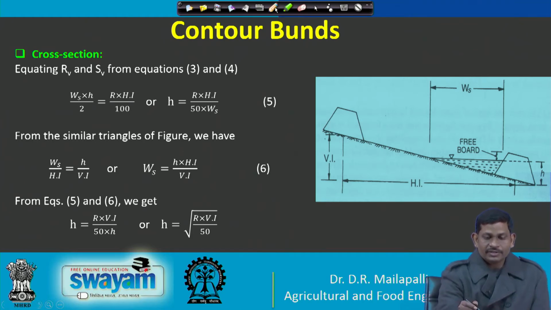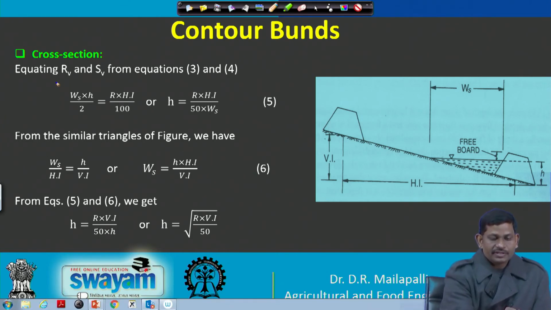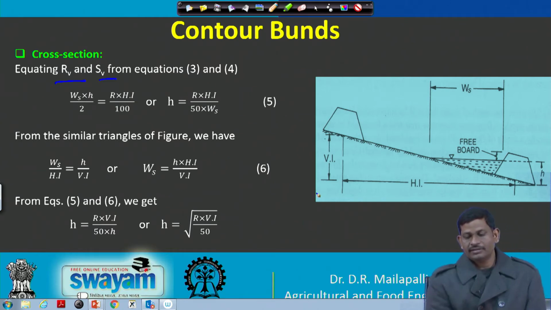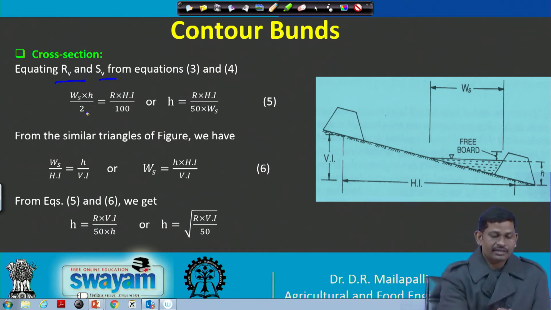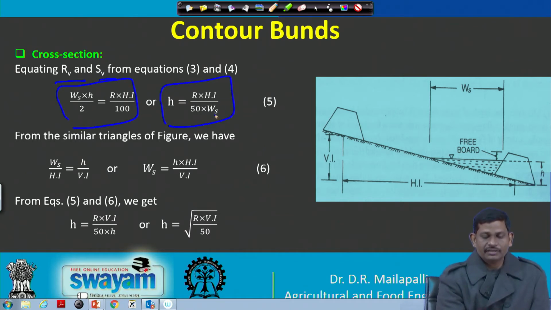In order to estimate the cross section, we estimate RV and SV from equations 3 and 4, because these two should be equal. W_S into H by 2 is the storage volume, and R into H_I by 100 is the runoff volume. From this you can get H is equal to R into H_I by 50 divided by W_S.